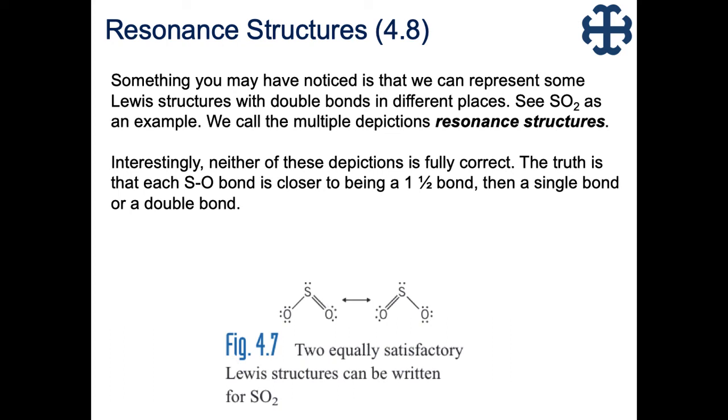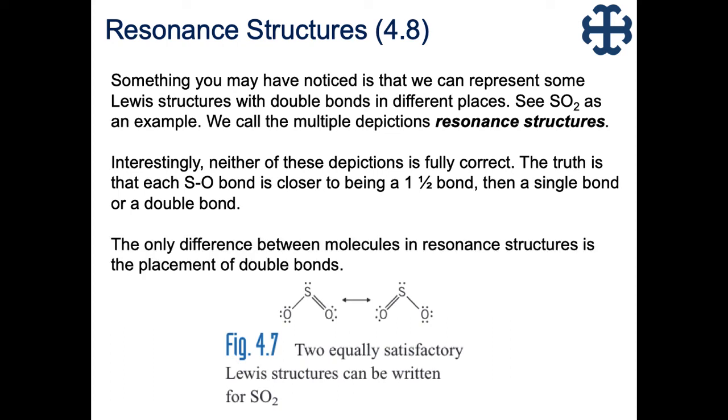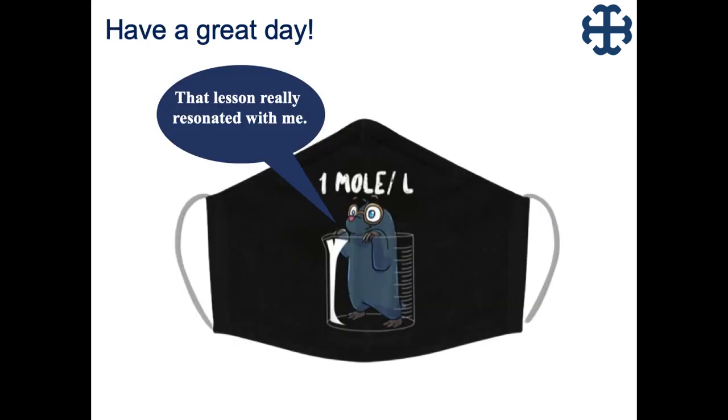Okay? I will say the only difference between the molecule shown here and molecules in resonance structures is the placement of double bonds. They're going to have the same number of electrons, and they're going to have the same ordering of the atoms. The only thing that is changing is where our double bonds are. Okay? All right, that is all we're going to talk about in the pre-lecture.